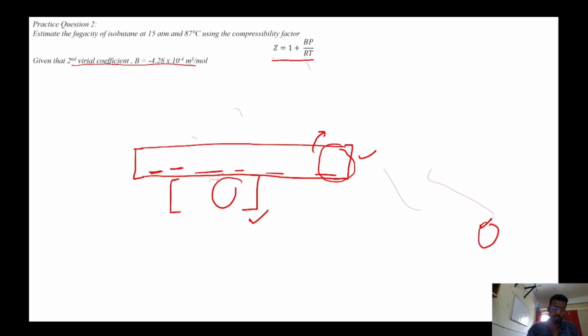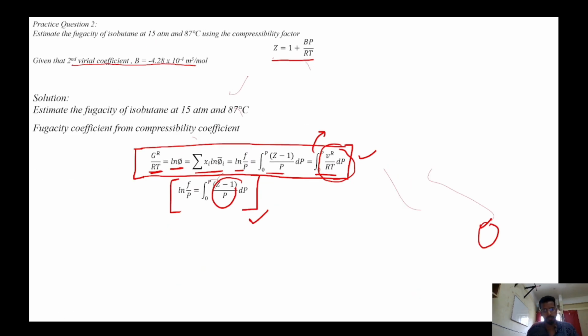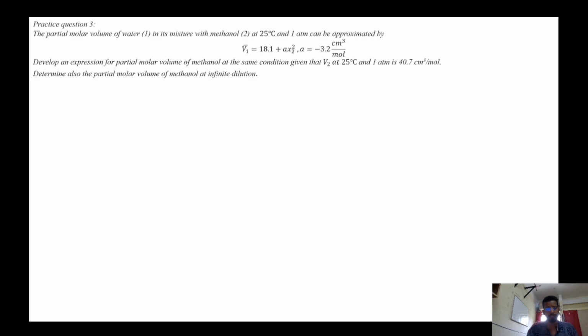But that equation that I have provided you, this equation is very important. This whole equation, so just write it somewhere. Okay, so going to the next question.